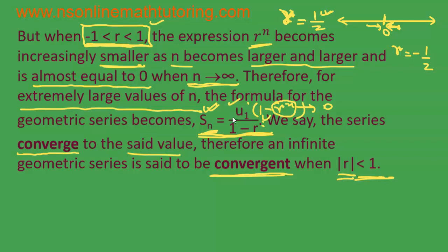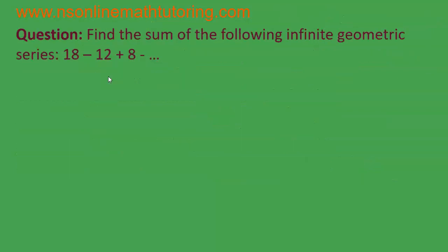Okay. So now we know the formula for infinite geometric series. This is equal to u1 over 1 minus r, and let us now try to solve the very first question on this topic, infinite geometric series, using this formula. Find the sum of the following infinite geometric series: 18 minus 12 plus 8 minus dot dot dot. It is an infinite geometric series, so let's start with our answer.